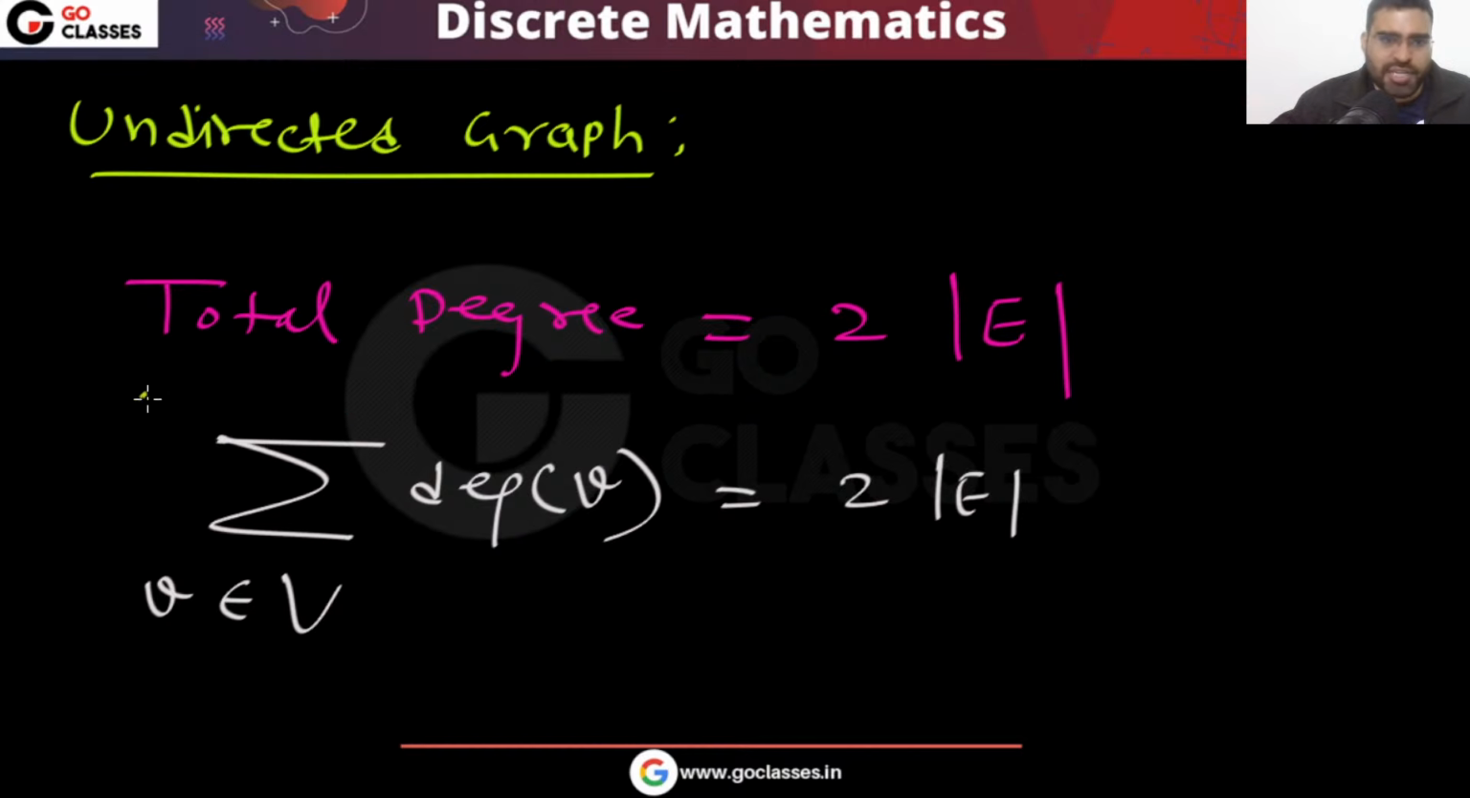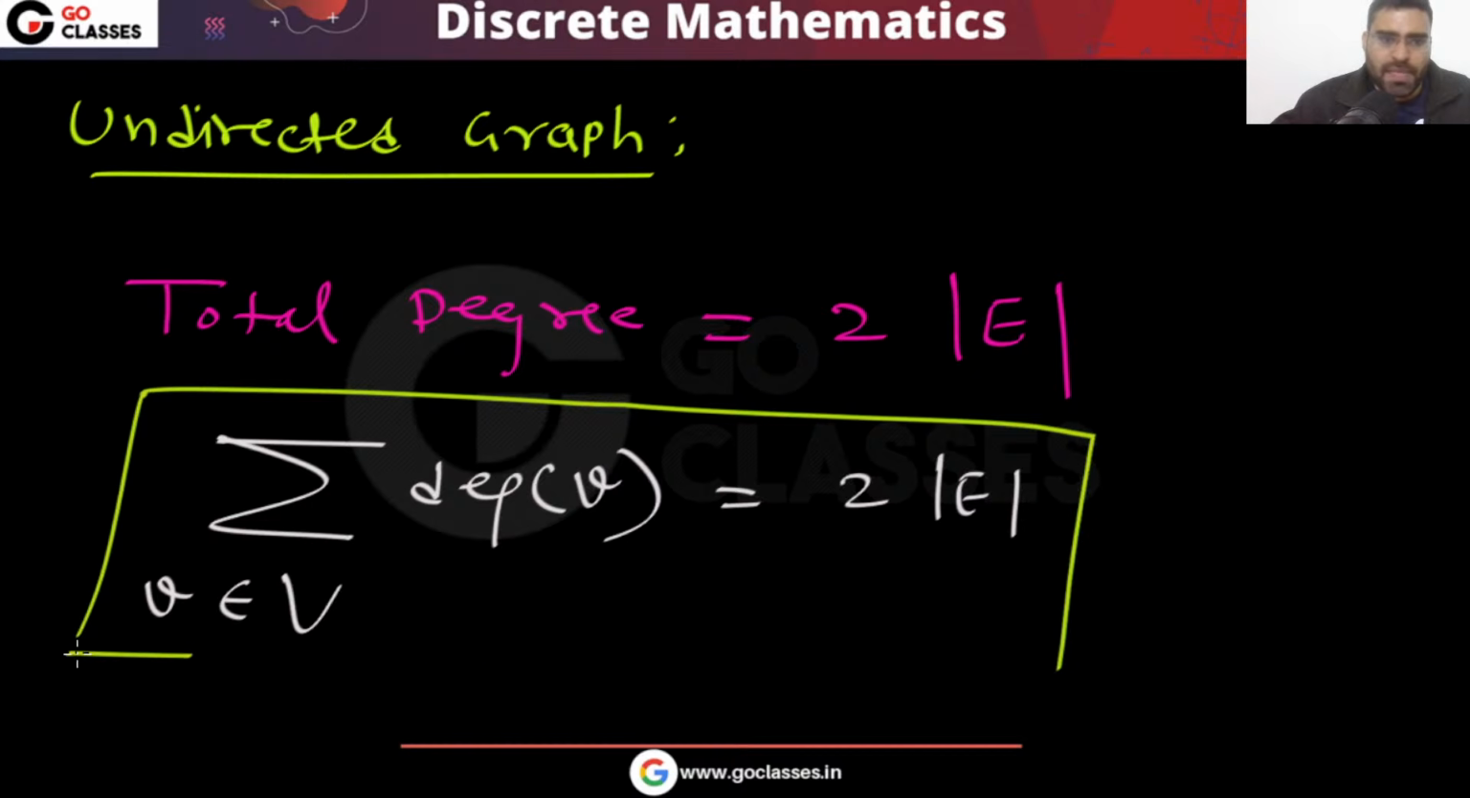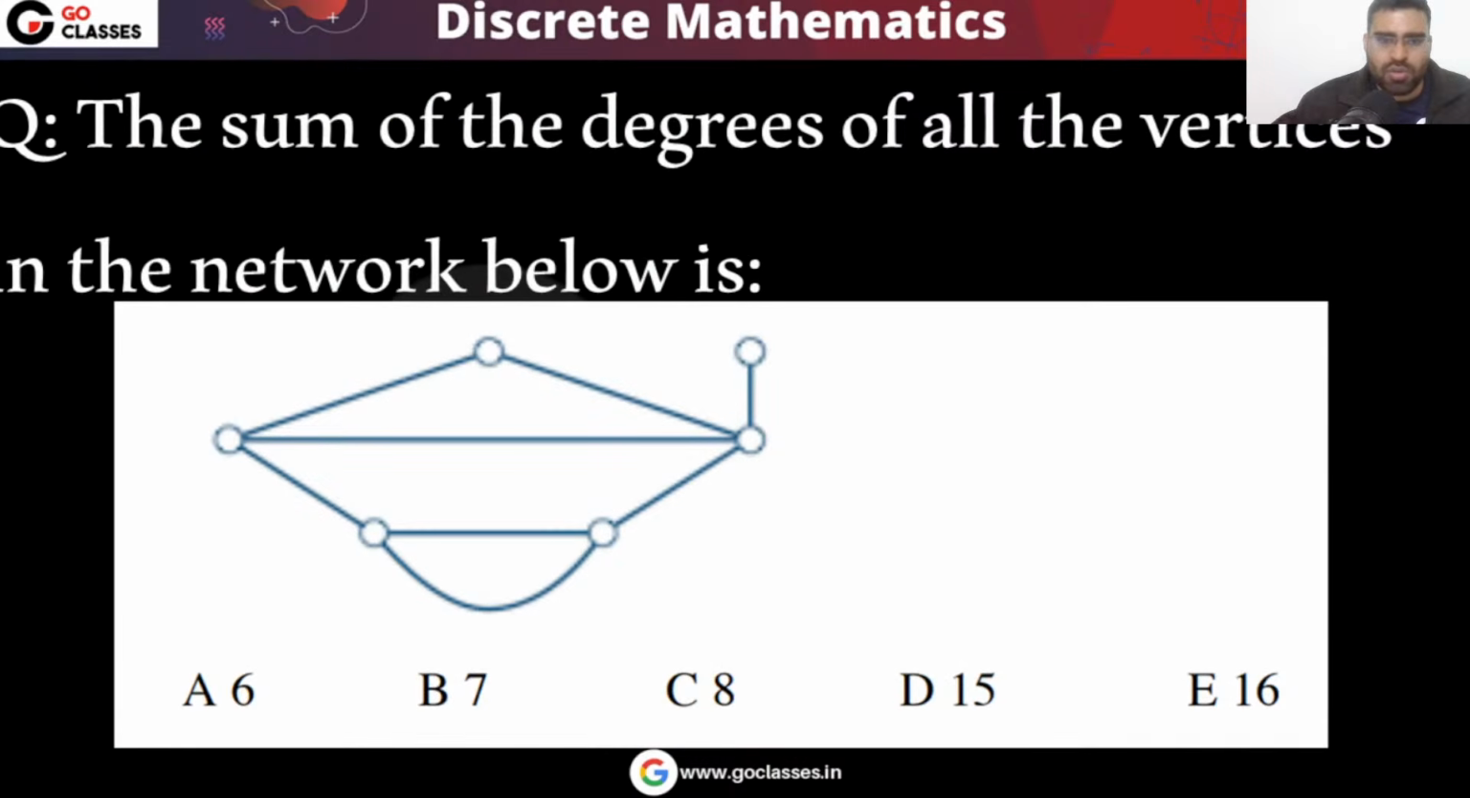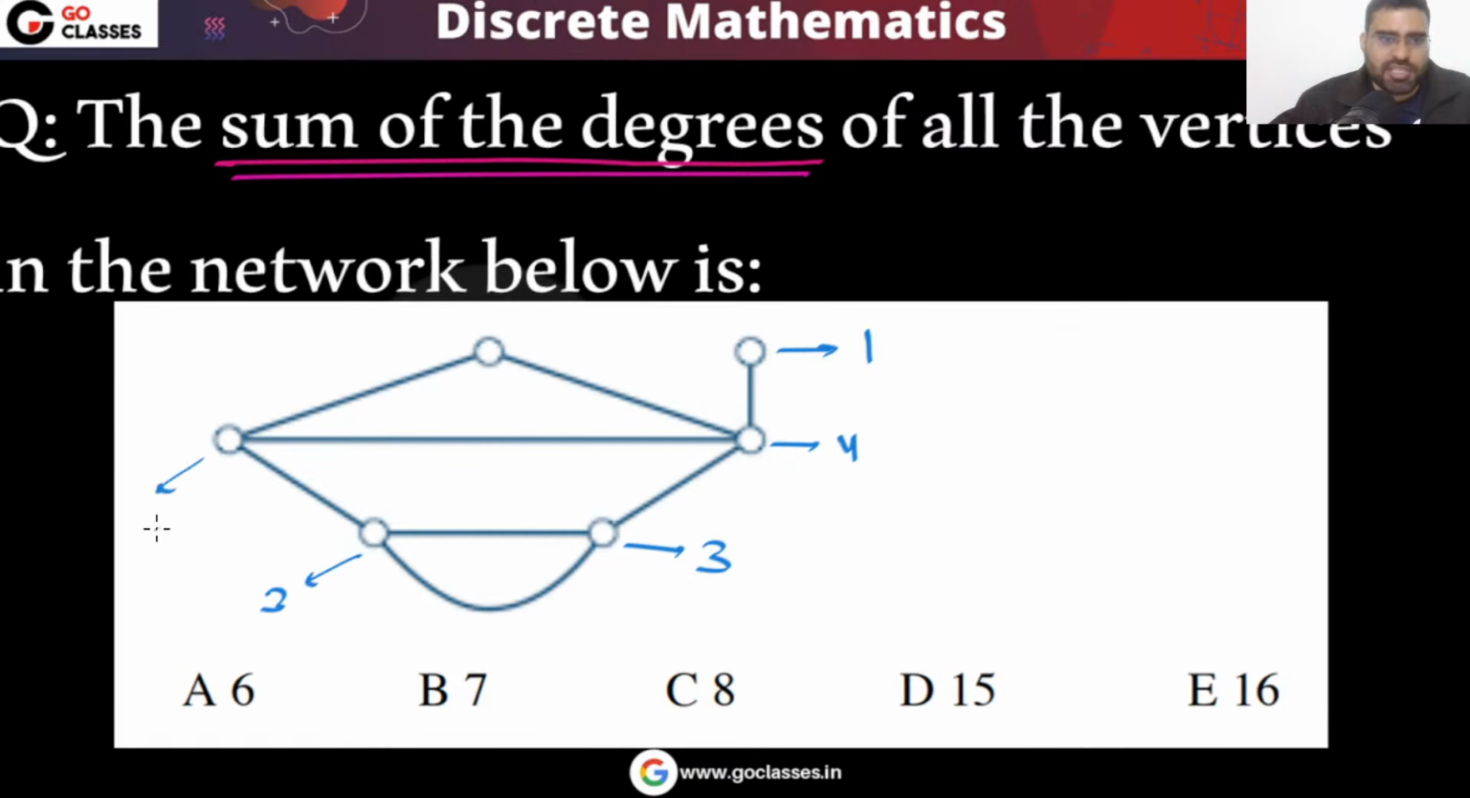Let me just quickly tell you the proof. The proof is very simple, because of every edge, total degree increases by 2. Yes or no? For example, look at this graph. What is the summation of all degrees in this graph? This vertex has degree 1. This vertex has degree 4. This vertex has degree 3. This vertex has degree 3. This vertex has degree 3. Look at this vertex, degree 2. So these are your degrees.